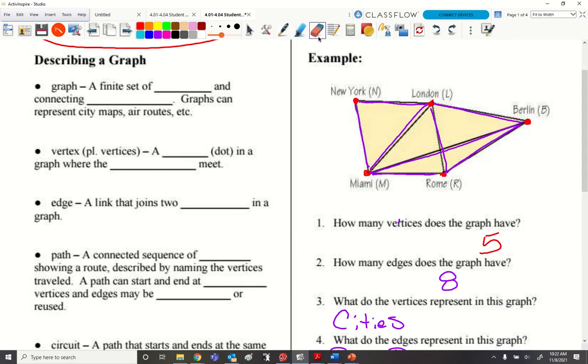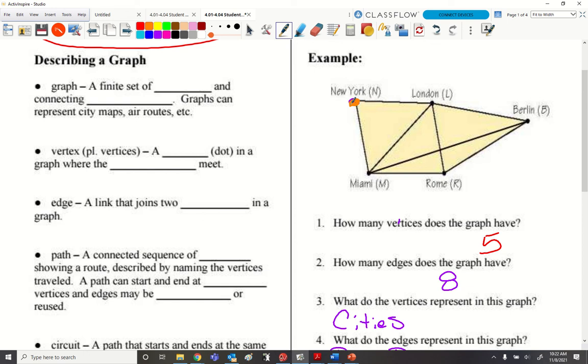So I'm gonna erase this right here. By tracing over this, it's gonna make life a whole lot easier. So let's go ahead and trace this. I'm starting at New York, and I'm just gonna do a circuit. So I start there, which means I have to start and end in New York.